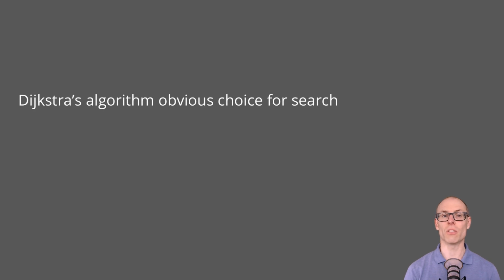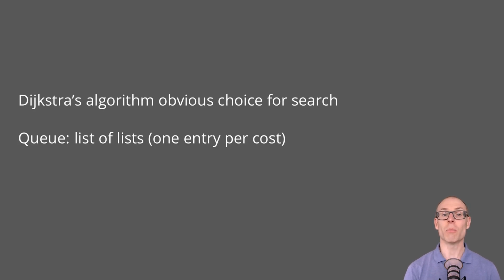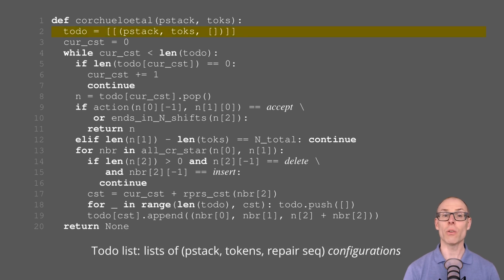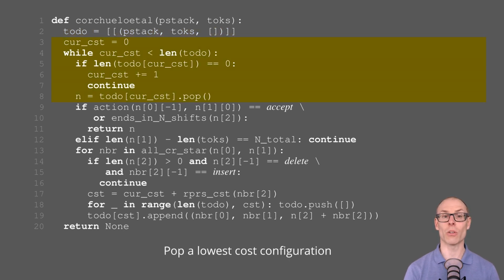Unfortunately, error recovery approaches are often rather vague about how they should best be implemented, but we soon realize there are a couple of fairly obvious choices. We model the search as an instance of Dijkstra's algorithm, and we use a simple list of lists to represent the queue. We can then semi-formalize the Corchuelo et al. Algorithm as you see above. The queue consists of configurations, where a configuration has a parsing stack, the remaining input, and a repair sequence. The main search takes the next lowest cost configuration from the queue and operates upon it.